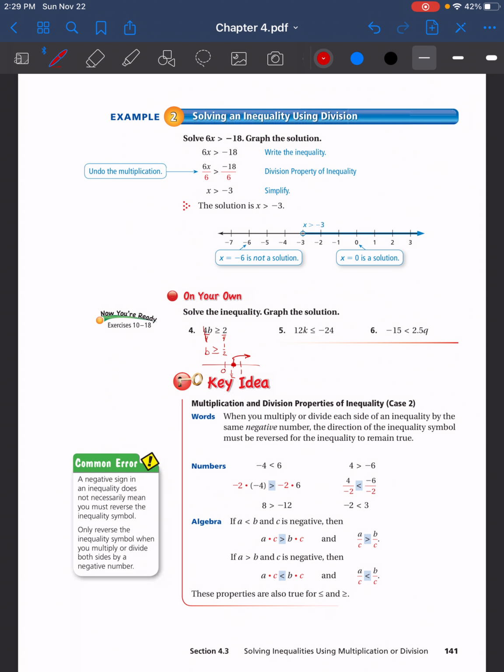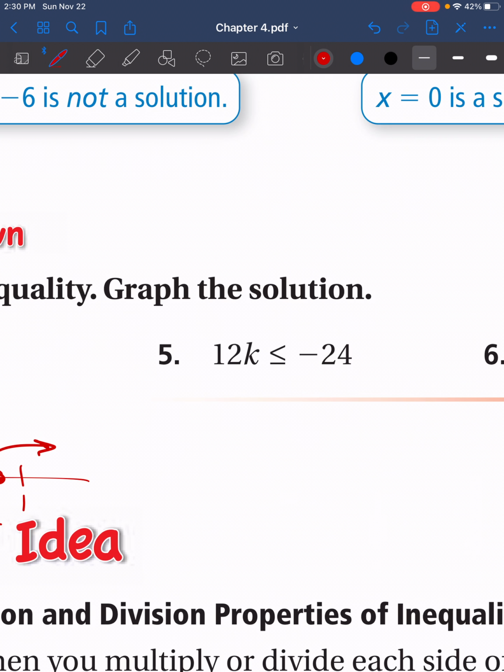We're going to do 4, 5, and 6 in your notes, okay? So let's do number 5. What's happening to K? It's being multiplied by 12, so we're going to divide by 12.